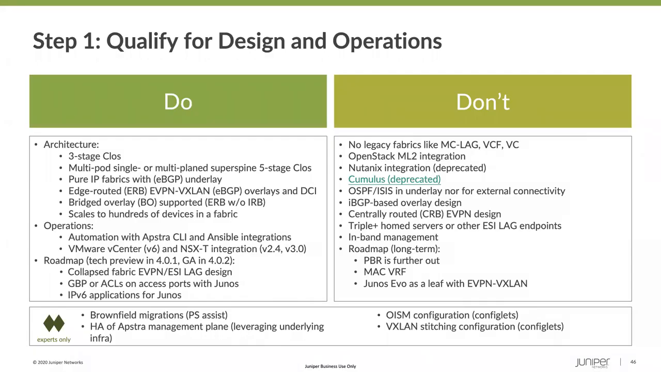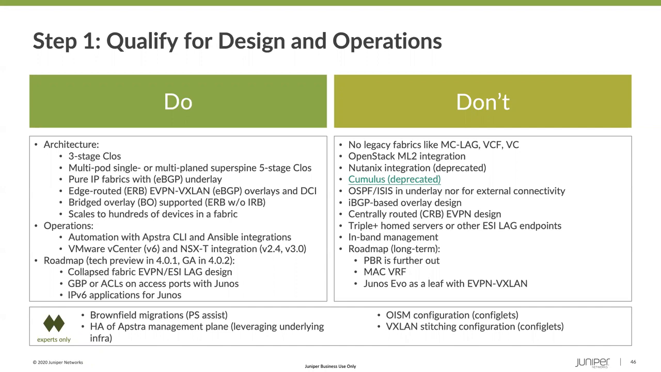First is qualifying the design and operations. There are some limitations within Apstra, which are built in by design. So we have two columns here, do and don't. The do is what we do support, and the don't is what we do not support. On the architecture side, as discussed, we support 3-stage and 5-stage Clos. We can also do pure IP, I mean pure layer 3 only and no overlay, using eBGP.